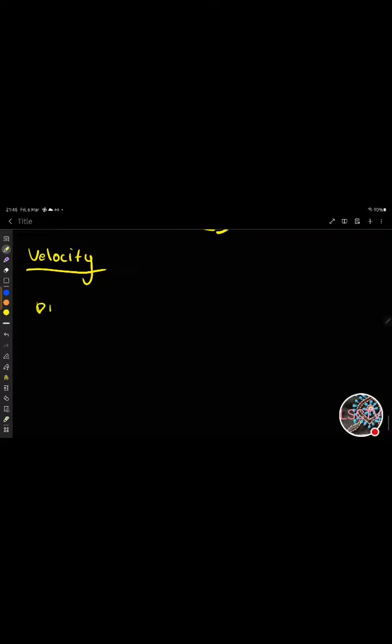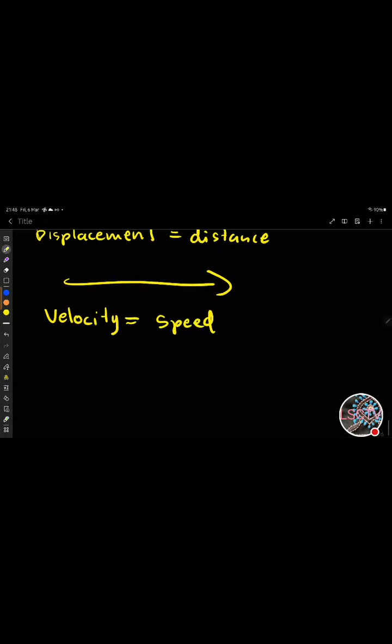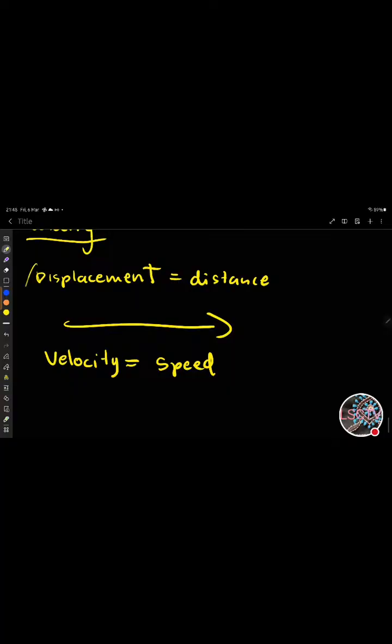I told you, displacement is equal to distance when the object is moving on a straight line and does not change its direction. In that case, if it is a uniform motion, i.e. it covers equal amounts of distance in equal intervals of time, then velocity is equal to the speed as well. So, velocity and displacement, distance and speed.